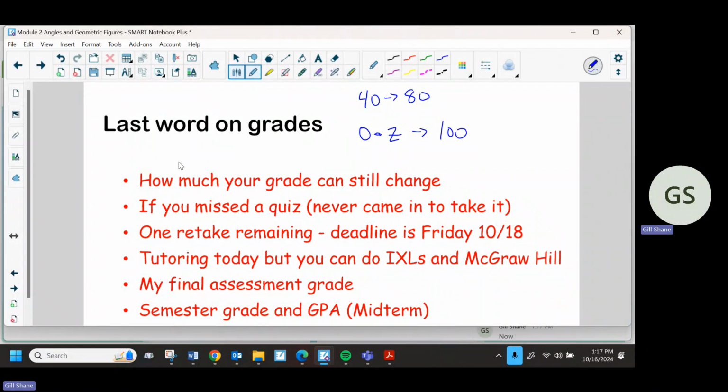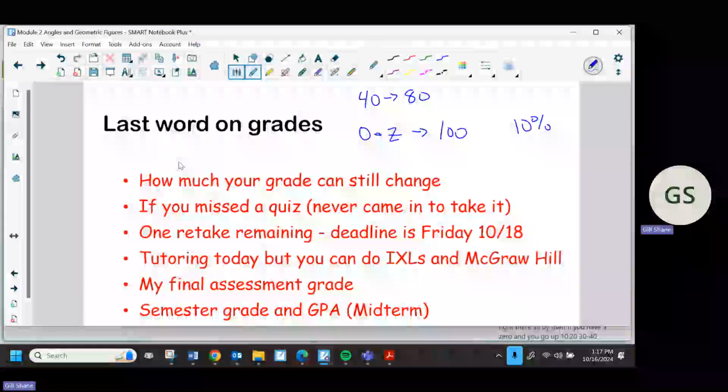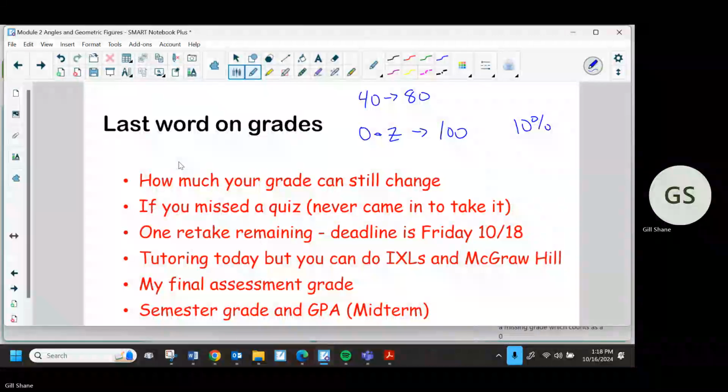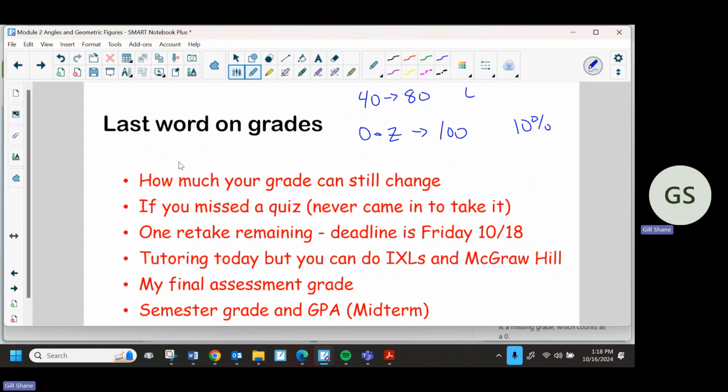Now, let's say some of you still have a Z for that quiz. I don't remember if there are this many in this class, but there's one or two of you, I believe. That's a 0, so a 0 or a Z, same grade. You can actually go up even more, because that's like going up 10% all by itself. If you have a 0 and you go up 10, 20, 30, 40, 50, 60, 70, 100, that's 10 points towards your grade. But again, that's if you have a Z, which is a missing grade, which counts as a 0.